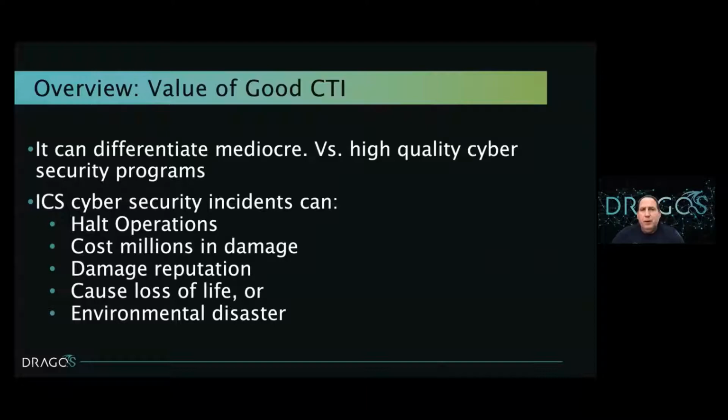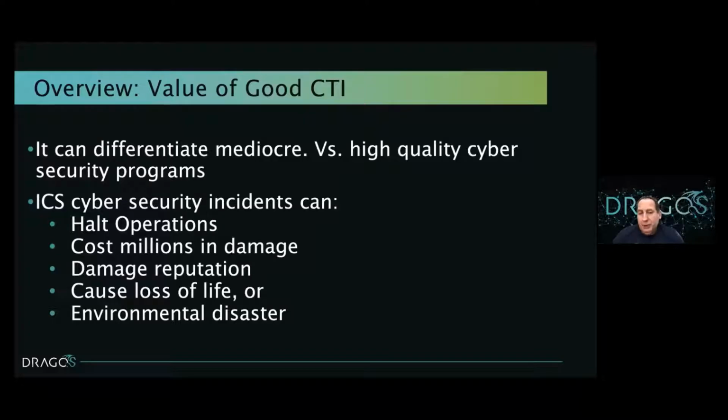And of course, the thing I mentioned before about halting operations. We saw some halting of operations with the enterprise IT attack on Colonial Pipeline. It can cost millions in damage. There have been several incidents where this has occurred in the industrial environment, with the Trisis attack, for example. Damaged reputation is another issue too. From a business perspective, the owner-operators don't want their reputation damaged. They want to be known as a reliable provider of whatever service they're providing. So loss of life or environmental disaster is a much bigger deal.